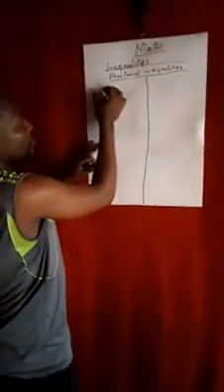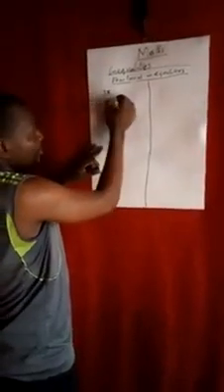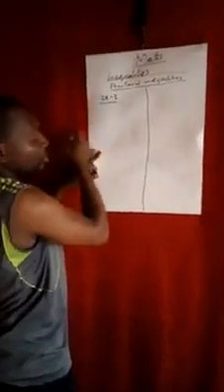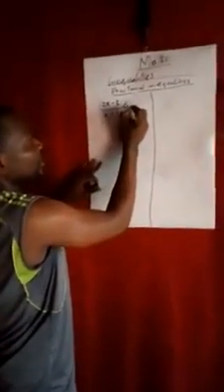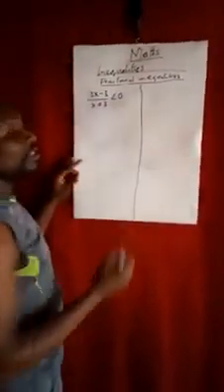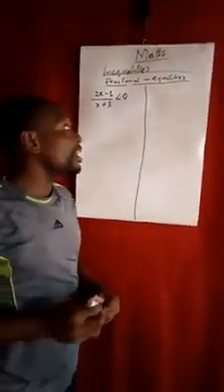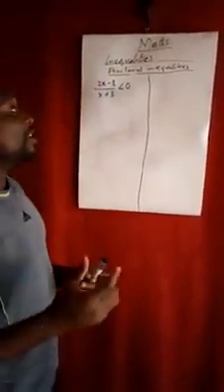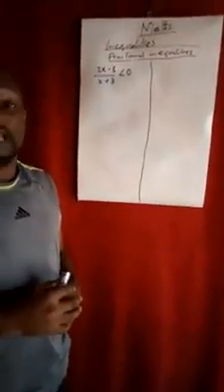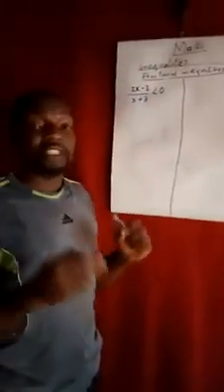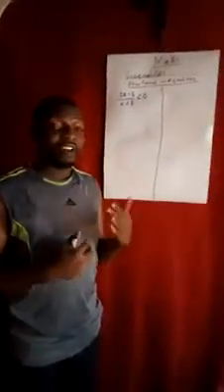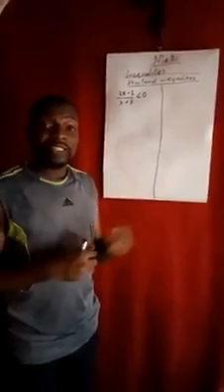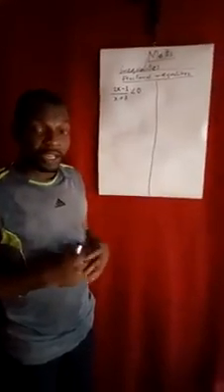Example 2: we have (2x minus 3) all over (x plus 3) less than 0. We are still working on the same concept of less than. Don't forget what I said earlier, that your answer will lie between the least value and the highest value. So from here we solve.